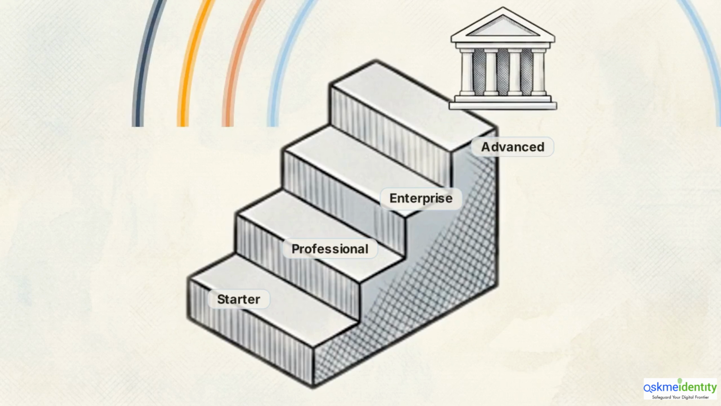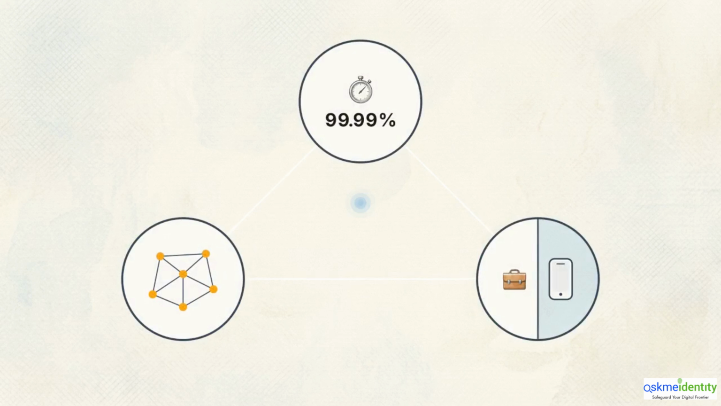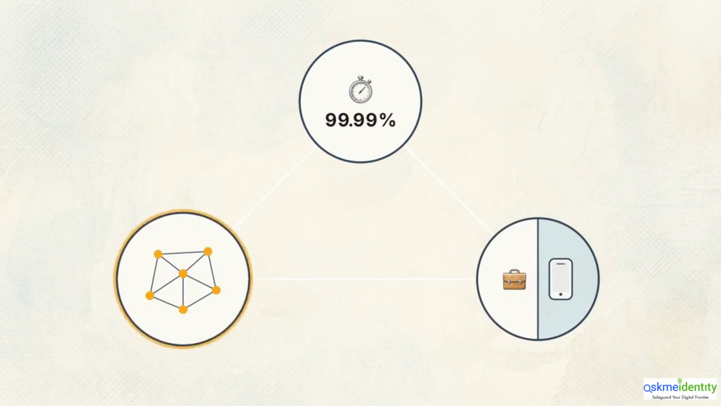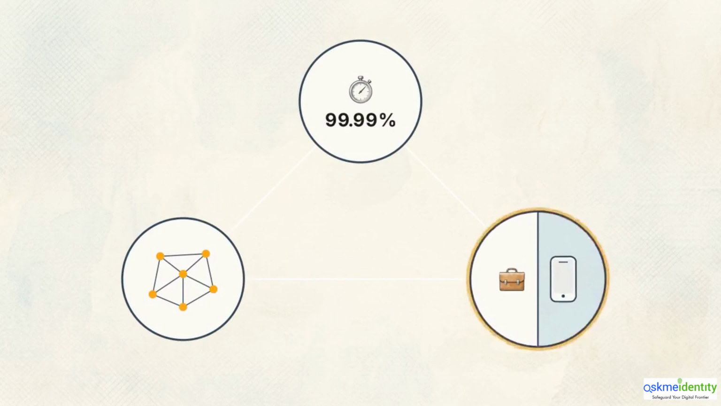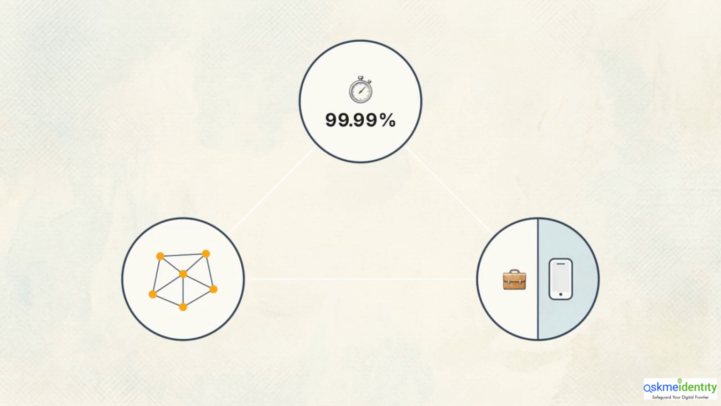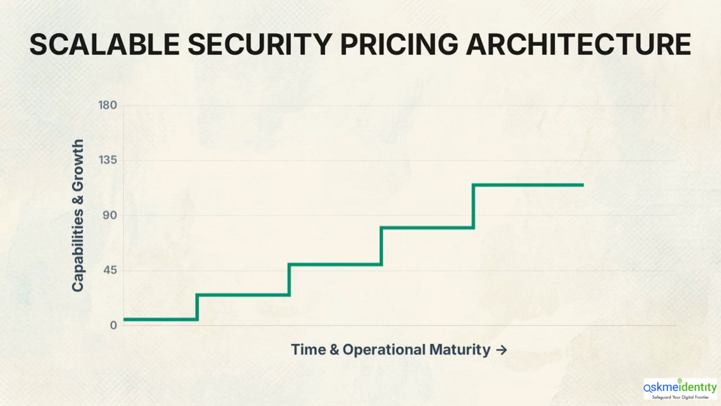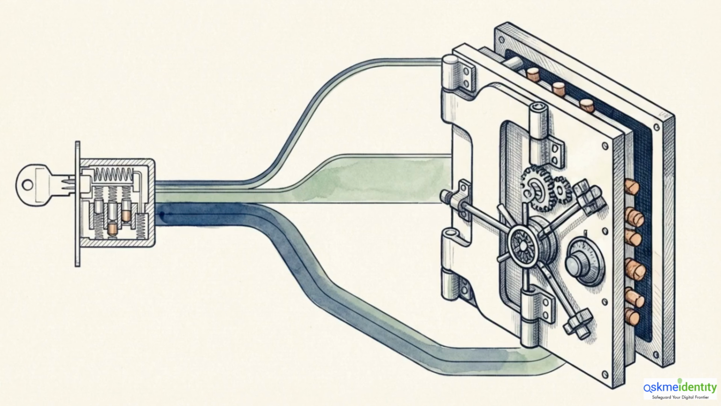We've now mapped out the foundational elements of the platform, the uptime SLA, the integration network, and the split between workforce and customer clouds. The pricing structure scales alongside your organization, providing a clear path from basic access to enterprise-grade security.